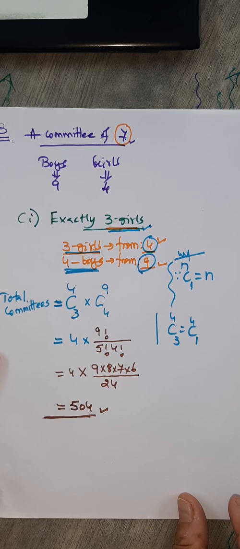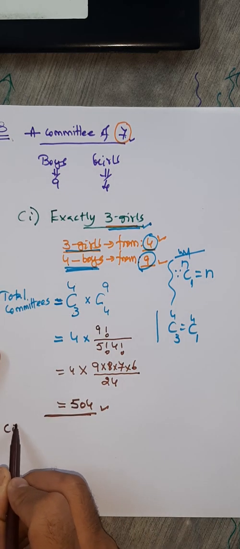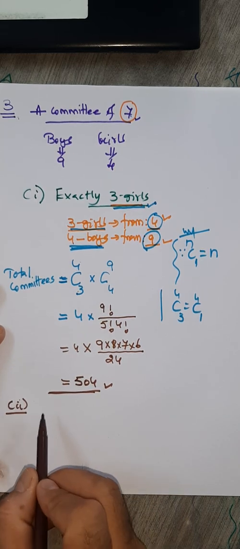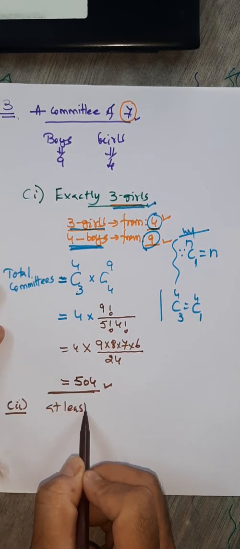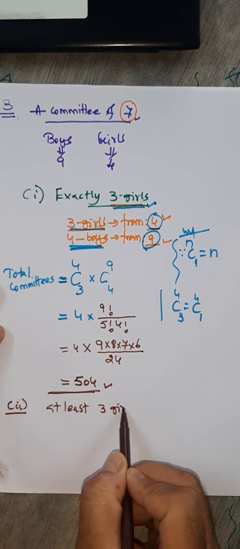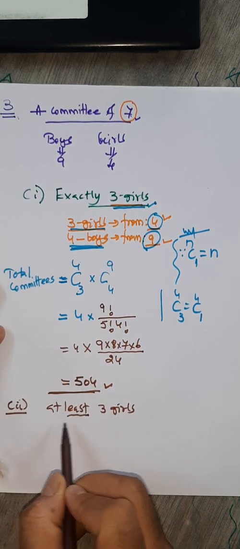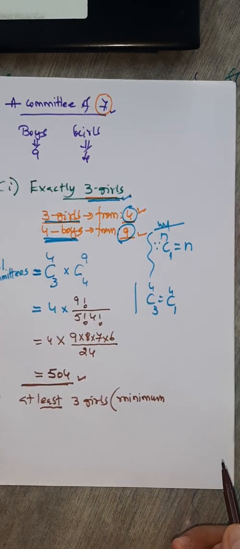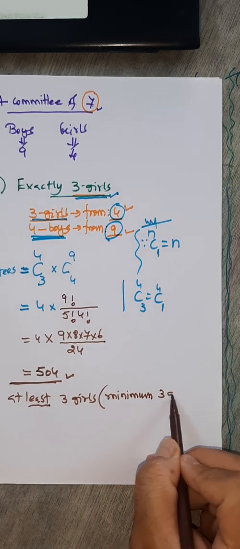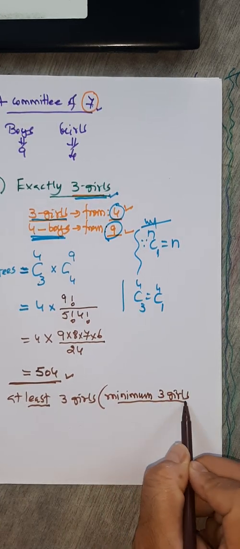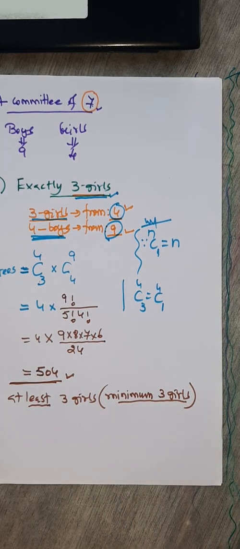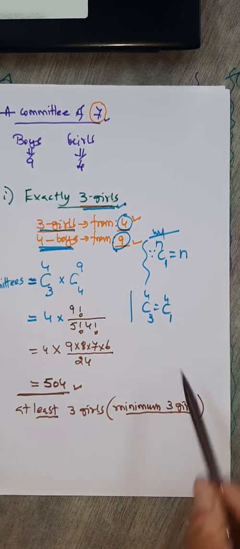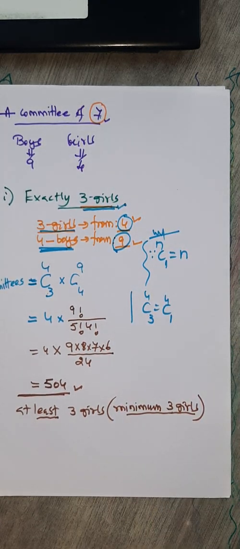Okay, let's go to the second sub question. What's the second sub question? At least 3 girls. Now, at least means what? Minimum, remember. Minimum 3 girls. That means the number of girls may be 3 or more, but the maximum is 4, you know. So either you can have 3 girls or you can have 4 girls, remember.